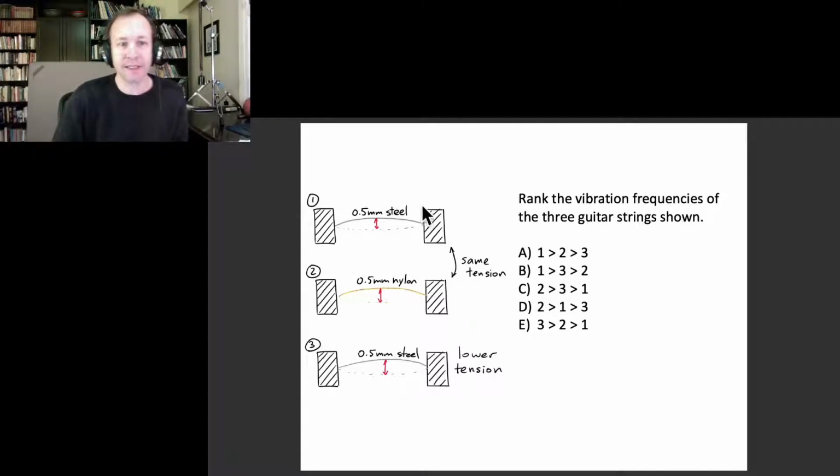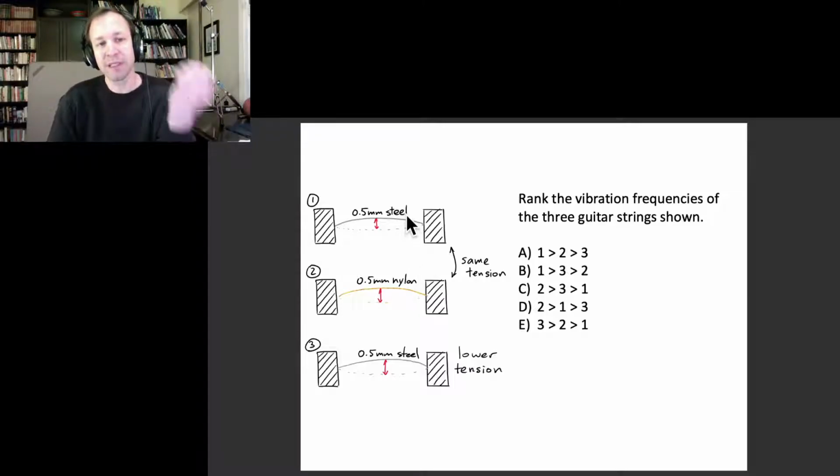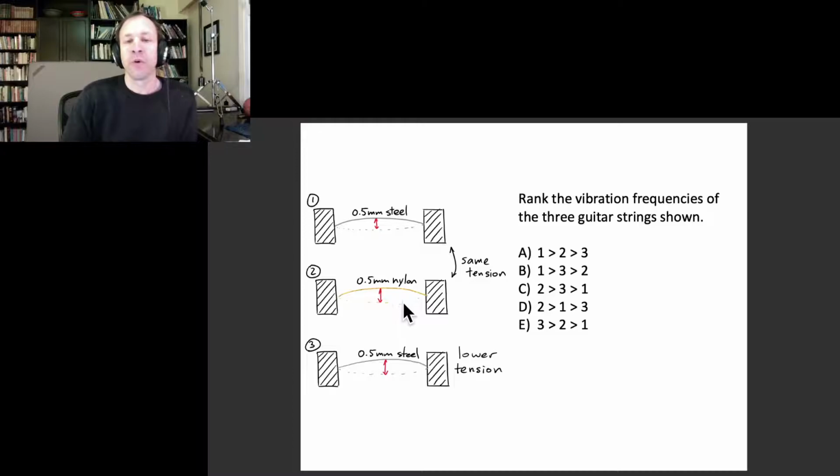The difference here is the material. 0.5 millimeter thick steel is going to be heavier than 0.5 millimeter thick nylon, which is kind of like plastic. And so we have the same restoring force for these two strings, but we have a smaller mass for the nylon. And so what we're going to expect is that nylon will end up changing its velocity quicker with a certain amount of displacement, and so the oscillation is going to be faster. So we expect a higher frequency oscillation for number 2 as compared with number 1. Okay, so that narrows it down to one of the last 3 options.